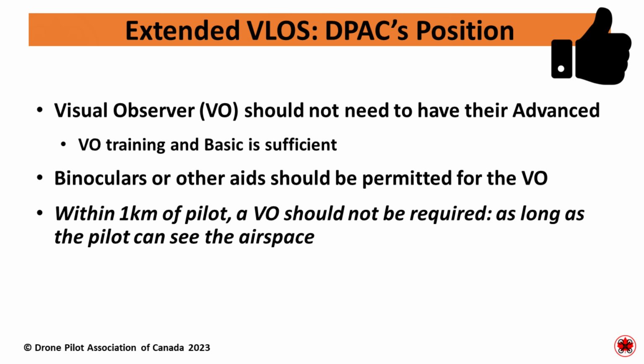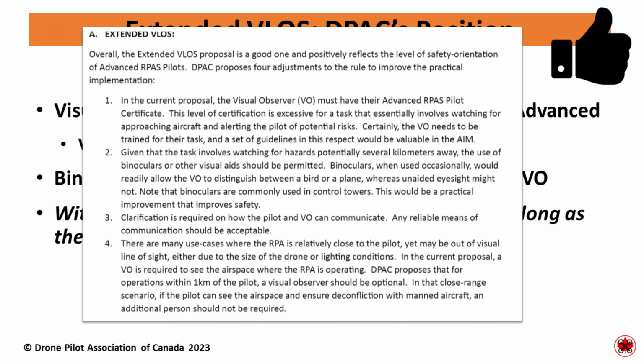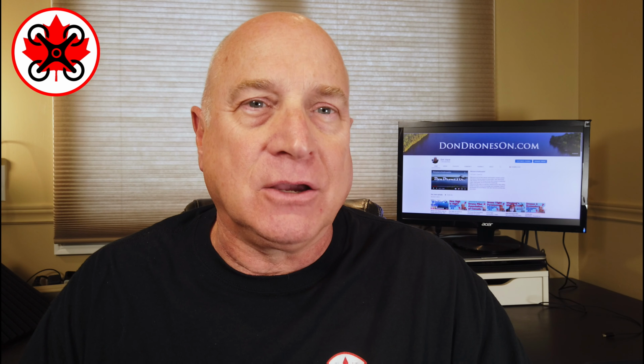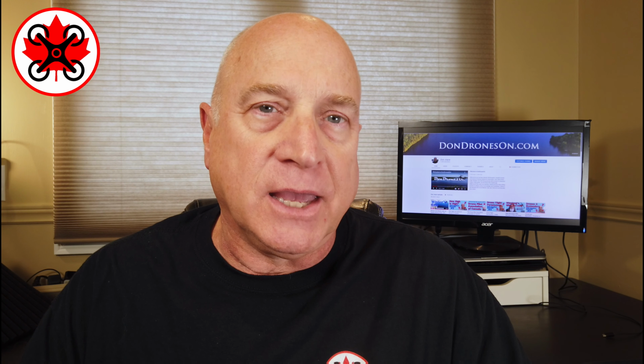First of all, on the extended VLOS rule, we agreed with you guys. There's really no need for the visual observer to have even their basic drone license. So our proposal now states that the visual observer just needs to be trained on the task at hand. And we don't mean a 3-day training course, just a clear briefing on the mission plan, what to look for, and what to do. In fact, there's already a procedure loaded into the Drone Pilot Canada app that can serve as a good starting point. Without the requirement for the spotter to be a drone pilot, along with our other recommendations, the proposed rule is much more sensible and practical.